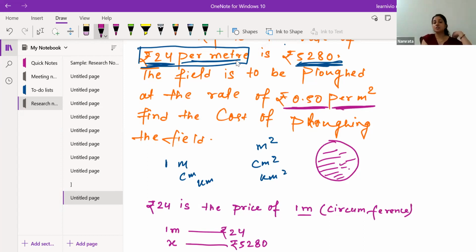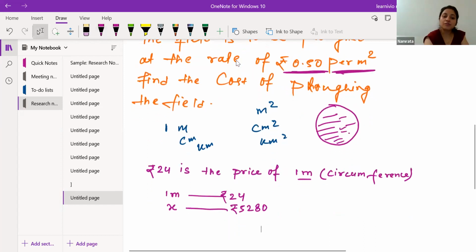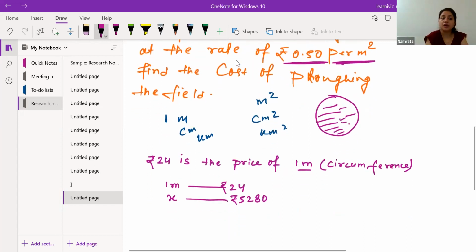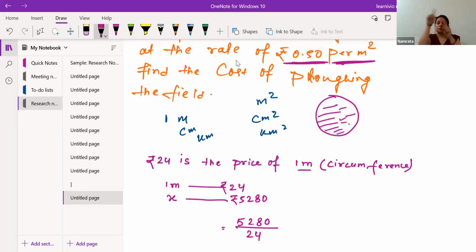So 1 meter's cost is 24 rupees, and we don't know the total number of meters, but that total number of meters' price is 5280. So we will find this total number of meters by dividing 5280 by 24. That will give the total meters, or the total distance which has been covered.